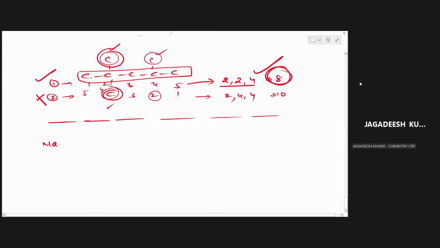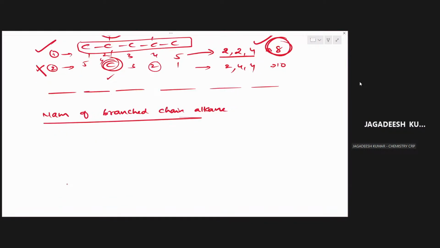Now, the name of a branched chain alkane. How to write the name? I think you got clarity on this point already. I'm taking one example. Before going to write the name, we discussed a few rules above, and you should follow them. First, we have to select the longest chain. This is the longest chain.